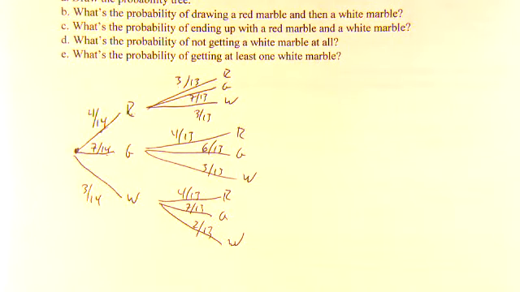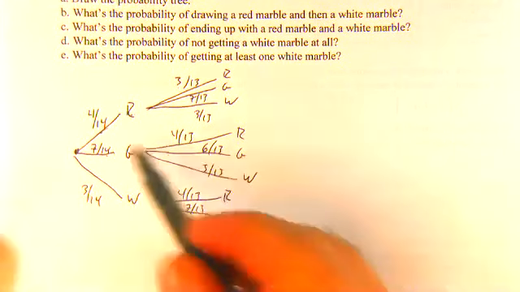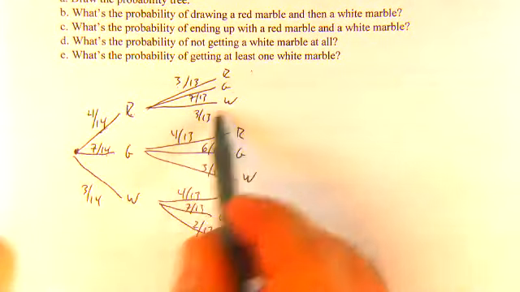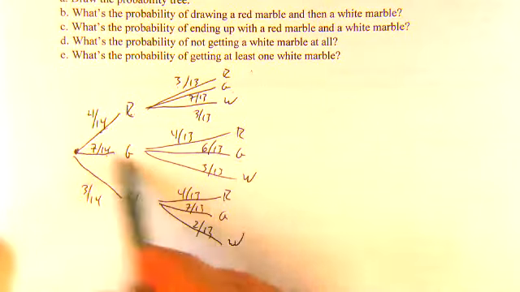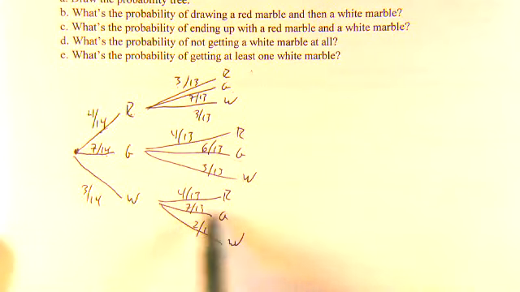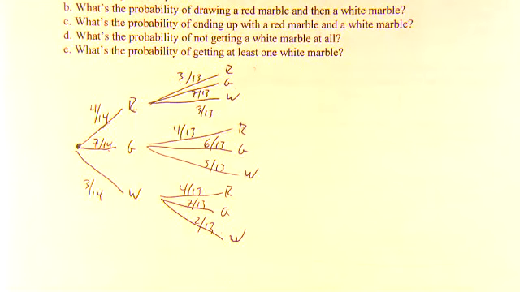So if we're thinking about drawing 2 marbles, there's 9 possible outcomes. You can do red and red, red and green, red and white, green and red, green and green, green and white, white and red, white and green, white and white. So there's 9 possible outcomes because there's 9 different sequences that you can pull things at.